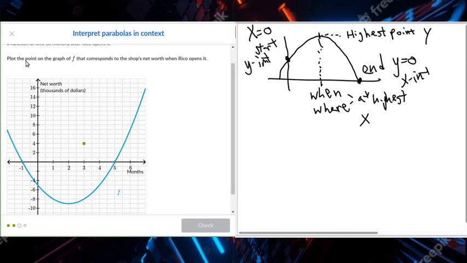So plot the point on the graph of f that corresponds to the shop's net worth when Rico opened it. That's the start, when he opened it. They're asking about the start. They're asking for this point here when x equals 0. And what was his net worth? His net worth was $5,000.